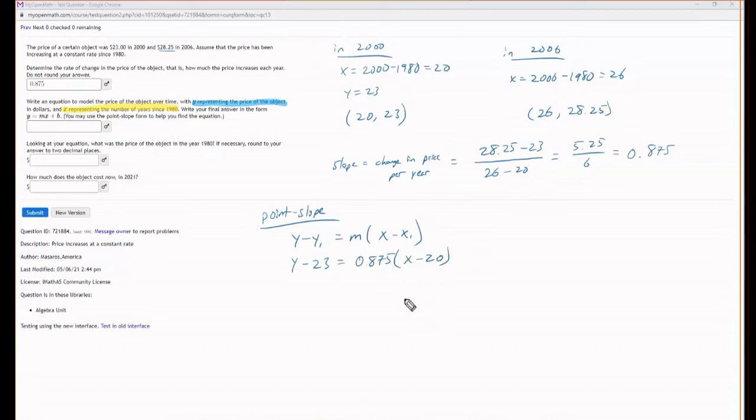Hold on. Could I go through the first part again? Getting the slope?